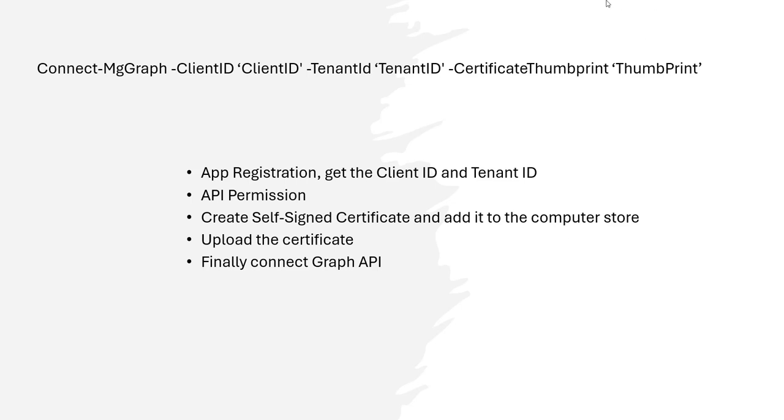Here, as you see, this cmdlet Connect-MgGraph connects to the API endpoint. In order to get the client ID, tenant ID and the certificate thumbprint, we need to register an app, then give API permissions like read, write and so on. I'm going to create a self-signed certificate, add it to the local computer store, then upload the certificate and get the thumbprint. Using these three, the client ID, tenant ID and certificate thumbprint, we are finally going to connect to the Graph API.